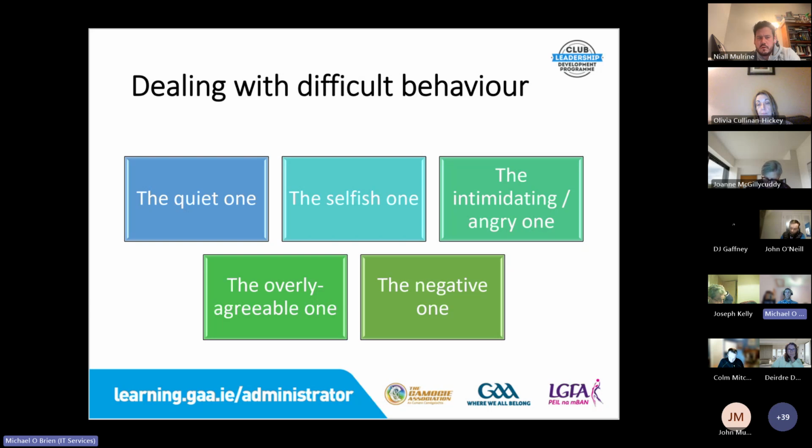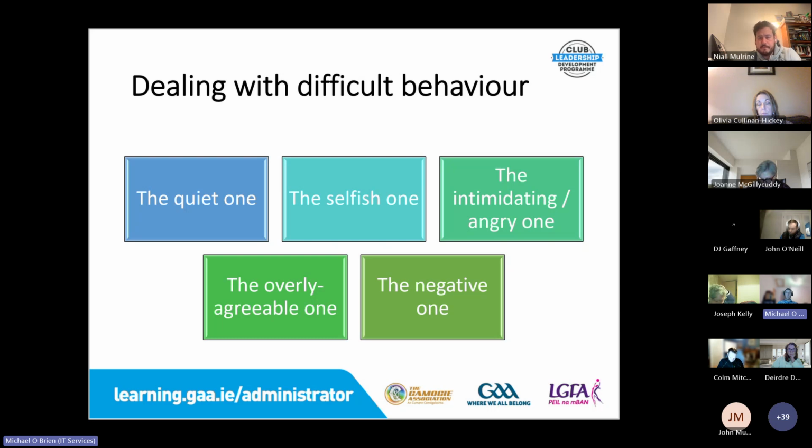The overly agreeable one. So everybody knows an overly agreeable person. You put anything in front of them and they say, yeah, perfect, sounds like a great plan. So how do I manage that? The negative one, the one that's consistently saying, no, don't like that. No, I don't think that'll work. How do I manage that?